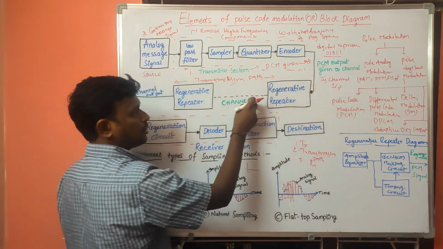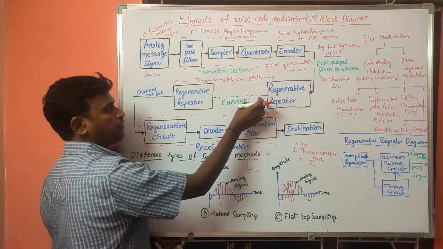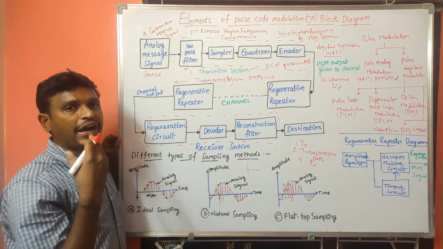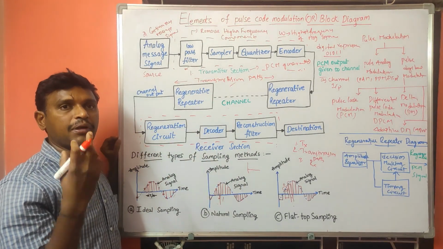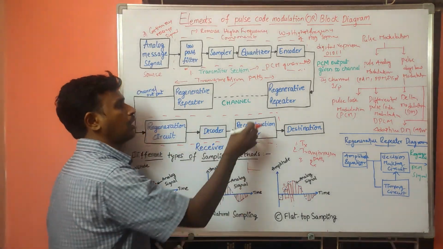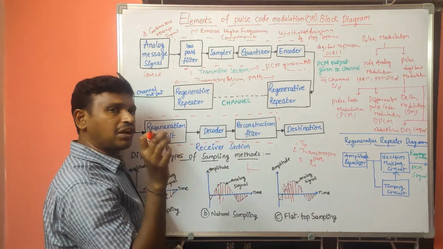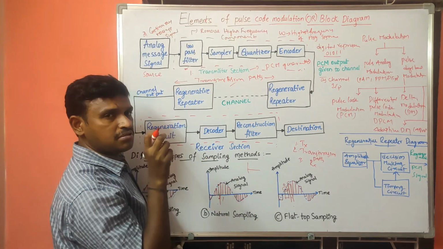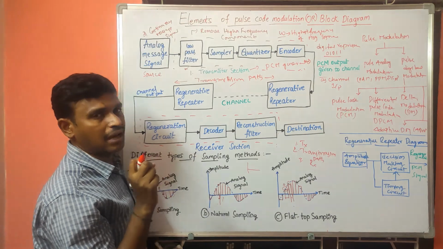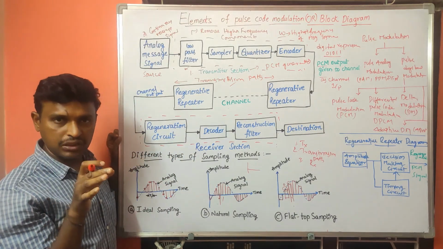The output is given to the channel input. It consists of regenerative repeaters here, so they will avoid the noise effect. They will eliminate the noise and produce the actual signal, or they will keep the PCM signal as it is, without being affected by the noise.